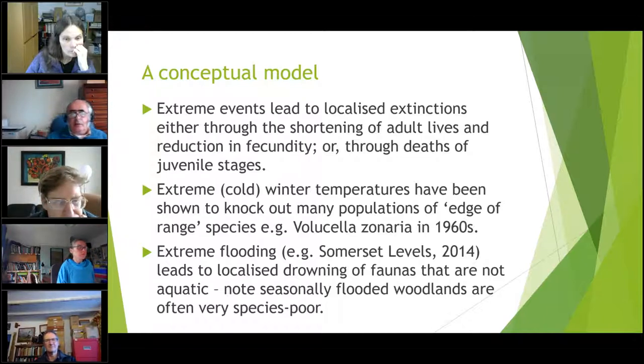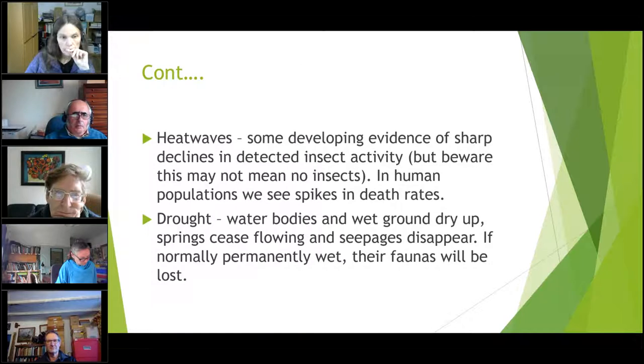Extreme flooding again leads to localized drownings of fauna. So again, we see localized extirpations. Now, the important thing there is that if you start sampling seasonally flooded woodlands, they're often miserable. You go in, you sweep like mad, you end up with large numbers of chironomids and fairly fast breeding species. You don't see a great deal of interesting species. So we can say that all three of those factors may have an impact.